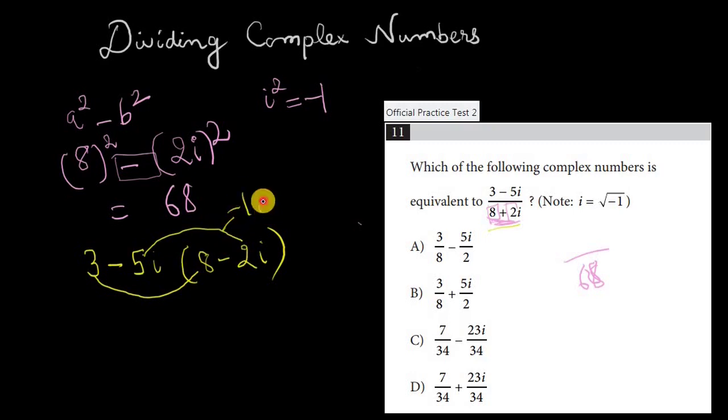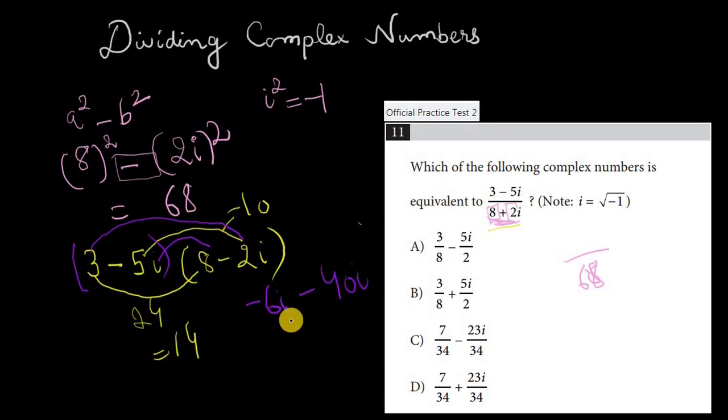So from here I got negative 10, from here I got 24, and this is doable inside my head. So I'm going to get 24 minus 10, that's going to be 14 as my real part. And then let me do the imaginary part in a different color. For the imaginary part, you're going to take the real part of the first complex number and multiply it with the imaginary part of the second complex number. That's going to be 3 times negative 2, which is negative 6i, and then the imaginary of the first times the real of the second gives me negative 40i.